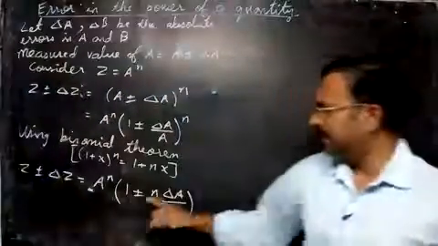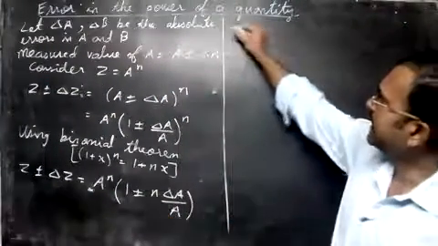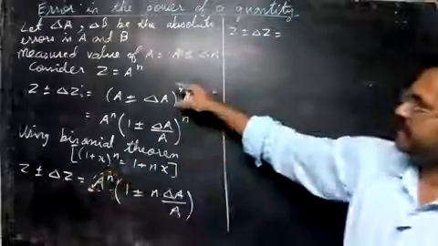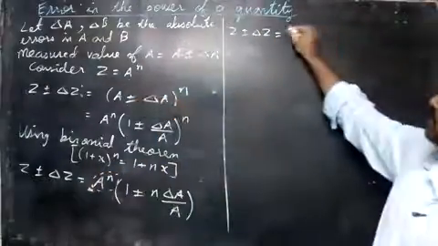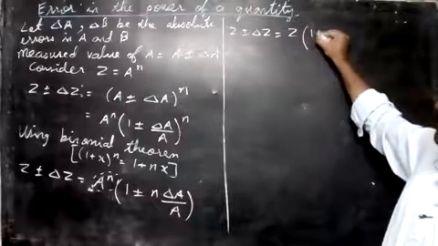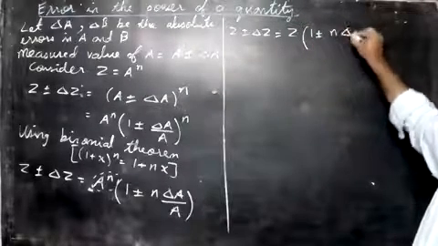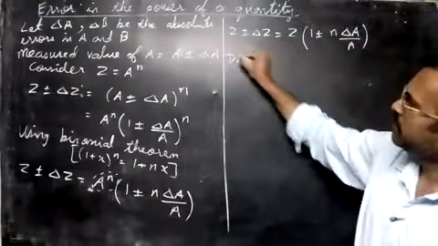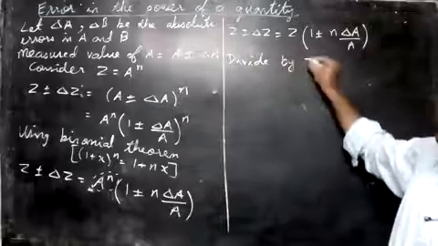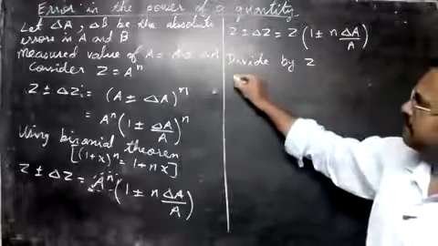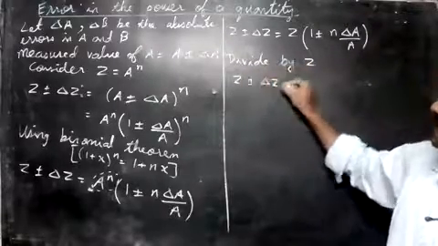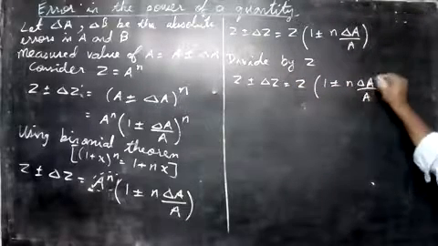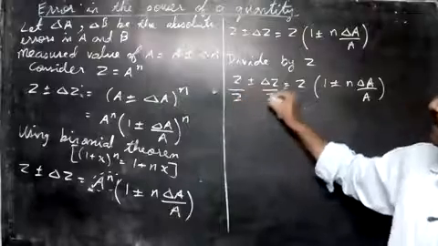Let me write the next step. On the left side we get Z plus or minus delta Z, is equal to A power n, which we already defined as Z, so that is Z into 1 plus or minus n delta A by A. Now we divide both sides by Z.